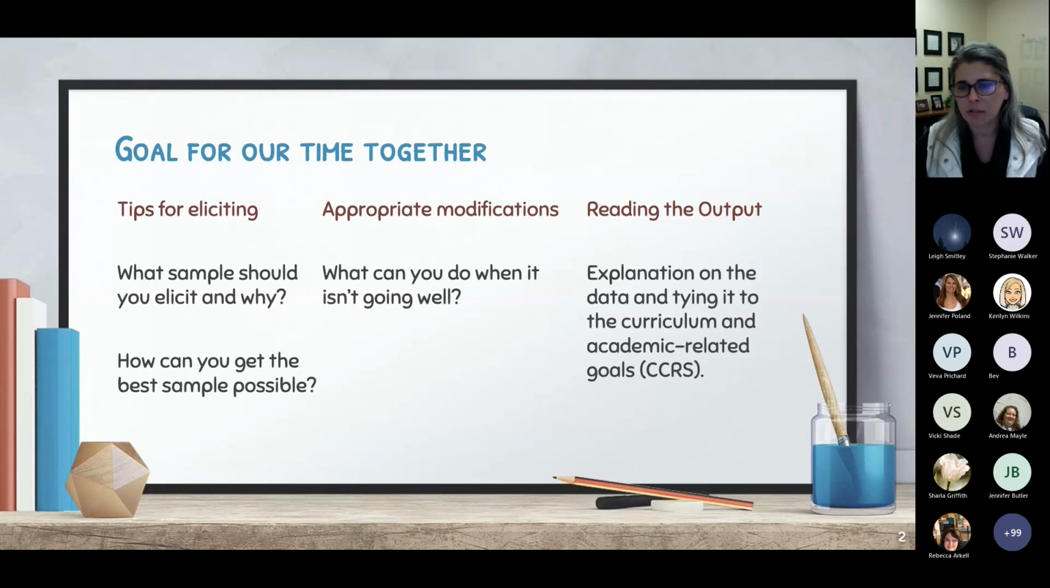So some of my goals for today: I want to give you some tips on eliciting that will help it to be more productive and get you information that shows the breadth of the skills that your students have. I want to talk about different modifications that are appropriate, and vicariously talk about things that we want to avoid and why. And then briefly, we'll go over the output that you will be getting, and how you might be able to use that to relate to writing academically related goals. So those are my particular goals.